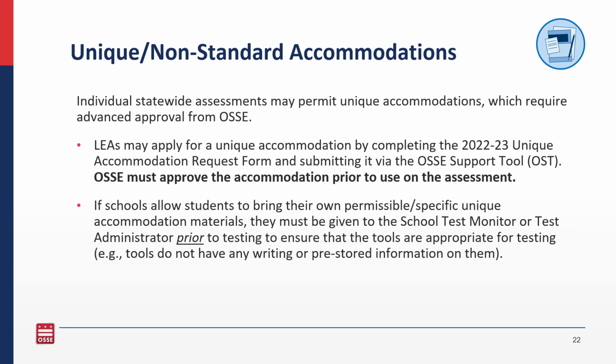Unique non-standard accommodations. Individual statewide assessments may permit unique accommodations which require advanced approval from OSSE. LEAs may apply for a unique accommodation by completing the 2023 Unique Accommodation Request Form and submitting it via the OSSE Support Tool, OST. OSSE must approve the accommodation prior to use on the assessment. If schools allow students to bring their own permissible and specific unique accommodation materials, they must be given to the school test monitor or test administrator prior to testing to ensure that the tools are appropriate for testing. For example, tools do not have any writing or pre-stored information on them.